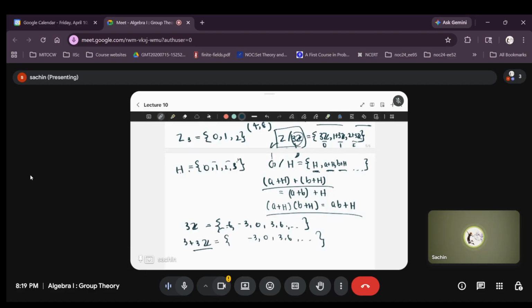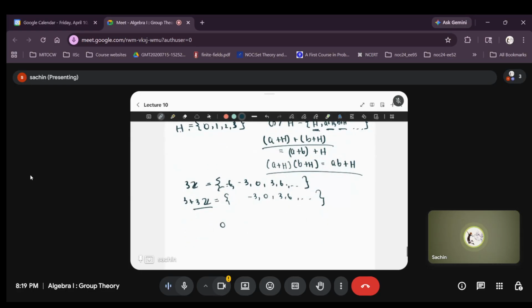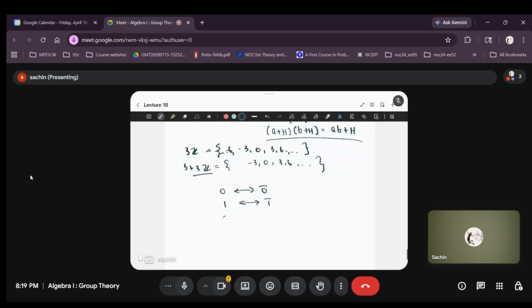Yes, it will be isomorphic to Zn. You can get a direct bijection between Zn and Z mod nZ, simply by mapping 0 to 0 bar, 1 to 1 bar, 2 to 2 bar, and so on, n minus 1 to n minus 1 bar.